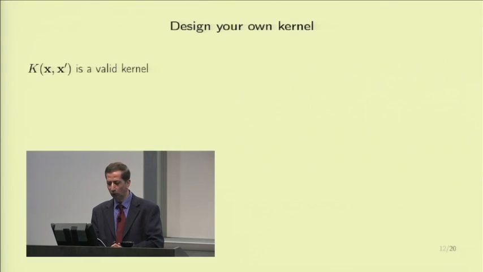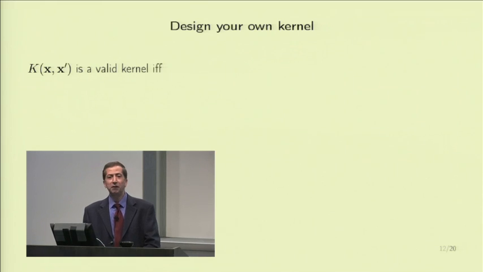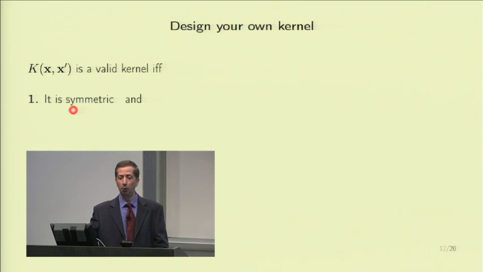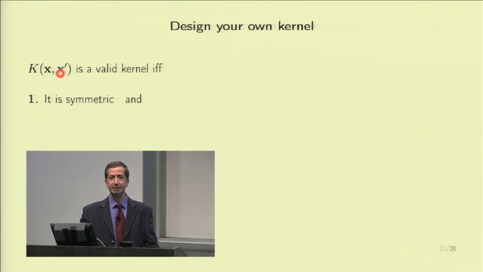The following statement holds: the kernel that you wrote down is a valid kernel, that is, the Z space that you are talking about actually exists, if and only if two conditions in conjunction are satisfied. One is the fact that the kernel is symmetric. That should be abundantly obvious. Symmetric being k of x and x dash being equal to k of x dash and x.